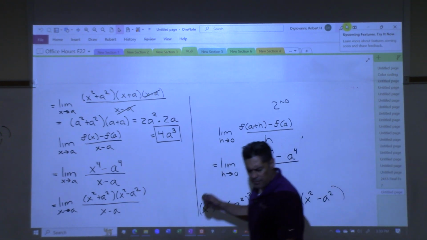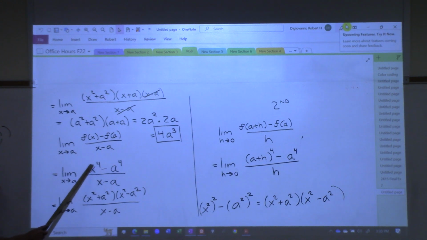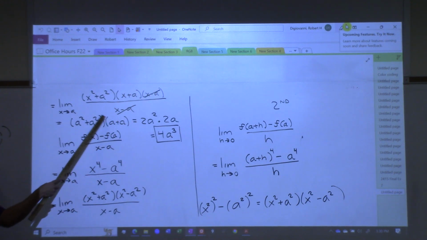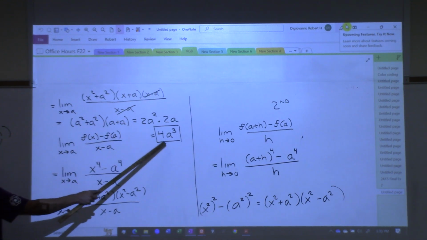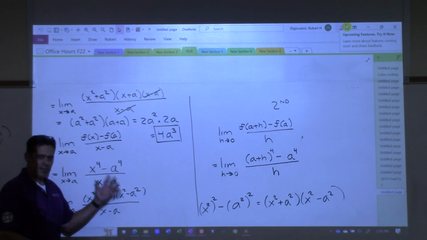Anybody have a question on that? So here is the formula. Here was what we had. I did a difference of squares, and then a second difference of squares, canceled the factor, replaced all the x's with a's, and it turned out to be 4a cubed. I don't know, what do y'all think of that algebra? Is this crazy?